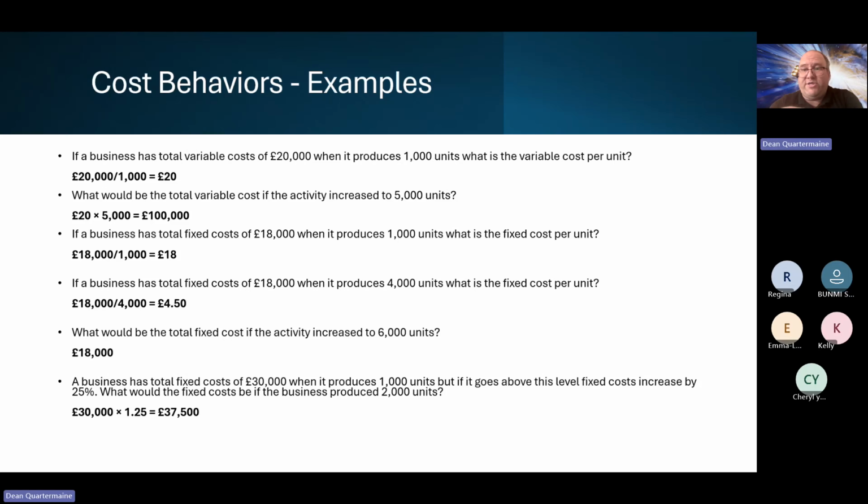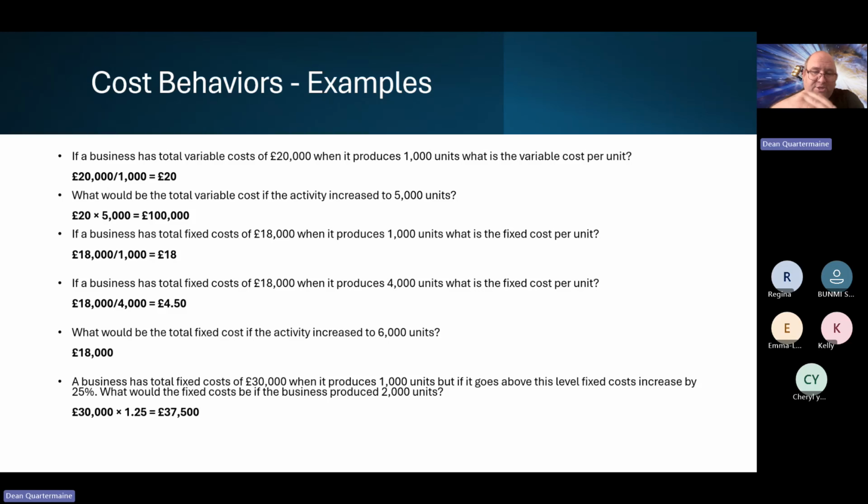Now, I guarantee that there will be people on this call, and there will be people that I've taught, that get that sort of question wrong. It's a fixed cost. So the total fixed cost does not change. So the total fixed cost will still be £18,000, because overall, the fixed cost is not going to change. It doesn't matter if it increases to 6,000 units, goes down to 6 units, goes up to 6 million units, the total fixed cost will always be £18,000.